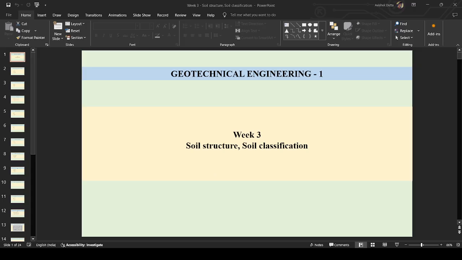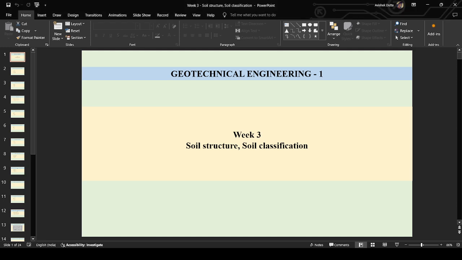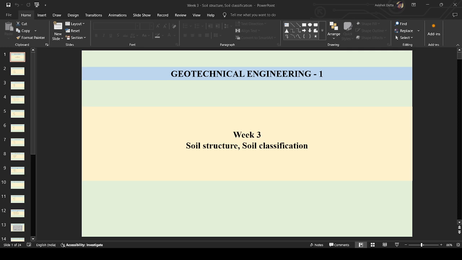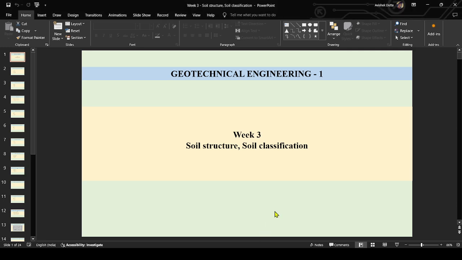I hope the PPT is visible. So again, this is the third live session of the course Geotechnical Engineering 1, and the topic of today's problem solving session is soil structure, soil classification.